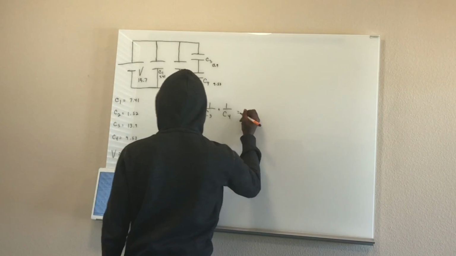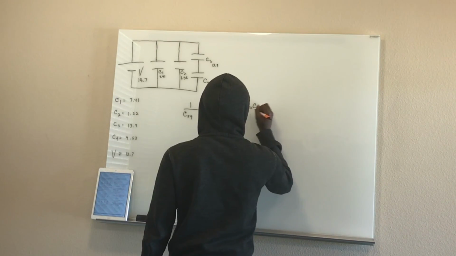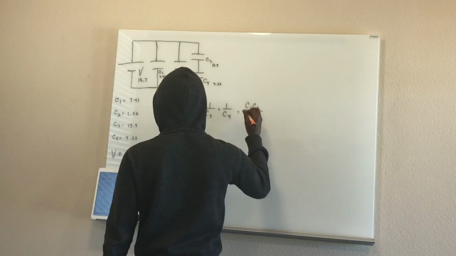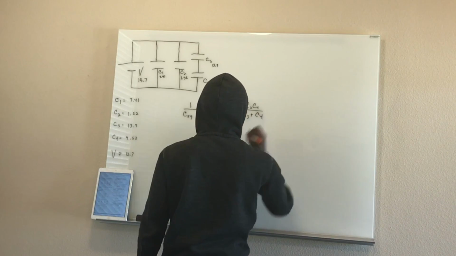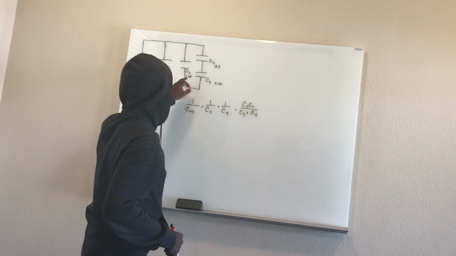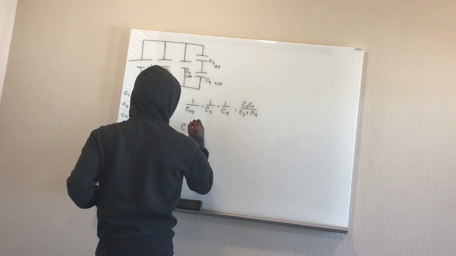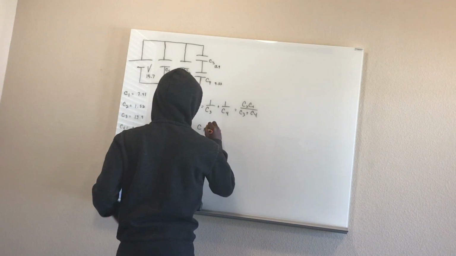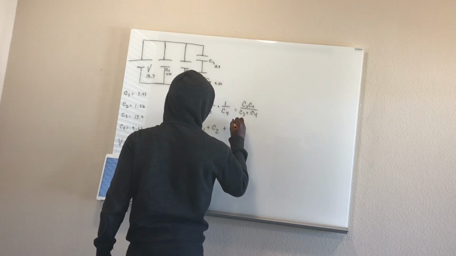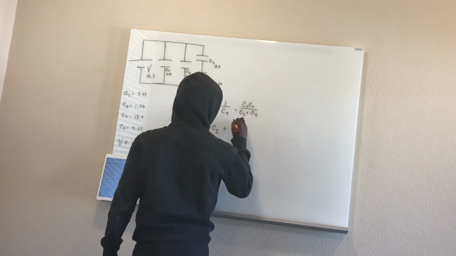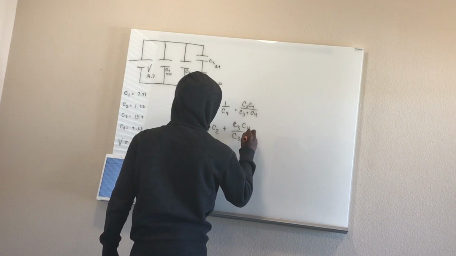And that's going to equal C3 C4 over C3 plus C4. And since C1 and C2 are in parallel with it, we're going to get C equals C1 plus C2 plus the series equation, C3 C4 over C3 plus C4.